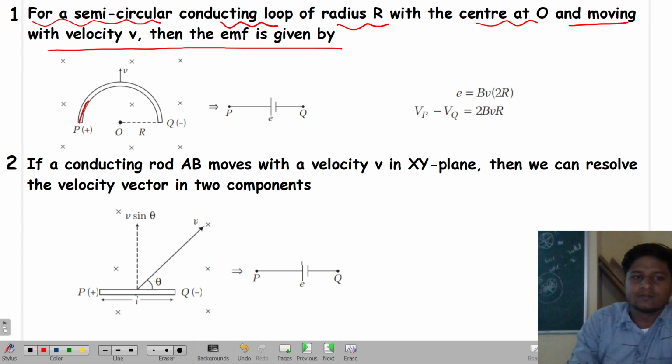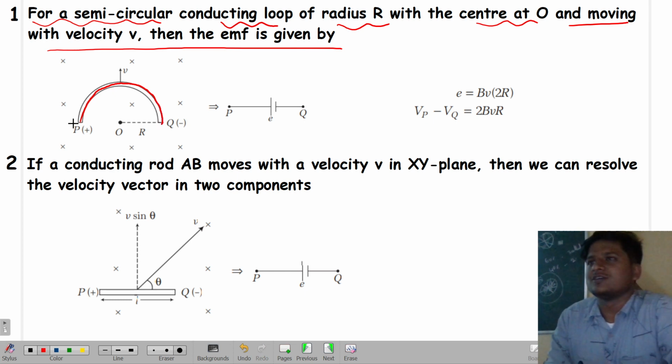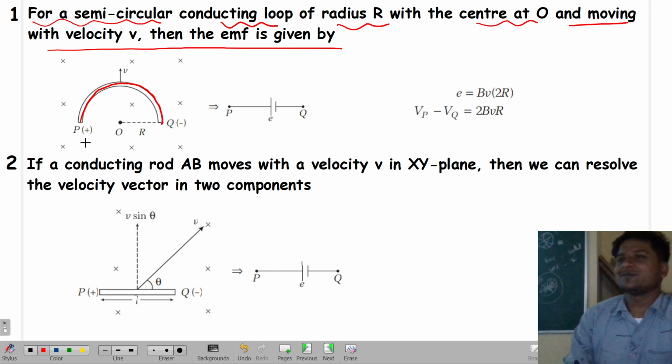So let's suppose you have some semicircular arc. Got it or not? Okay, so we have some semicircular arc of radius r. It is moving with velocity v. Right or not? Or yes or no?